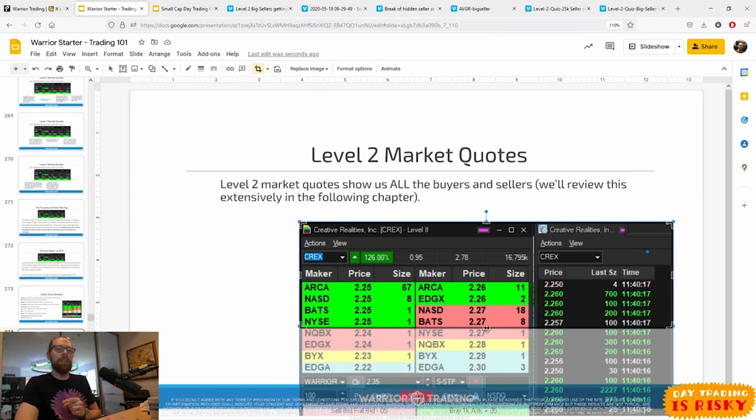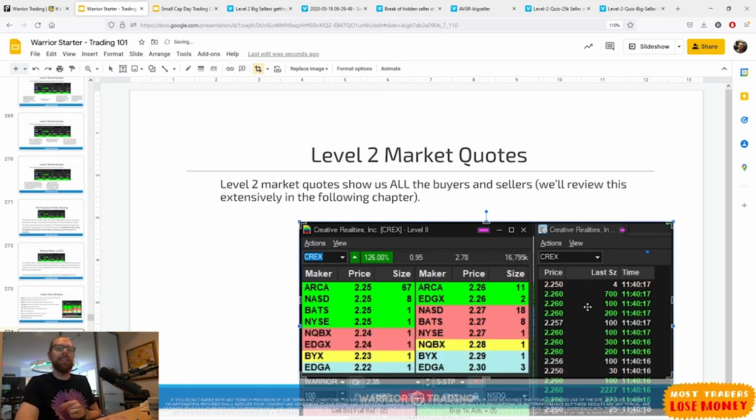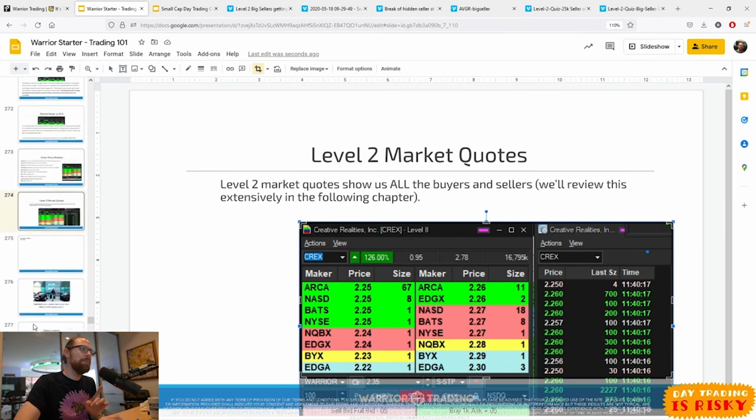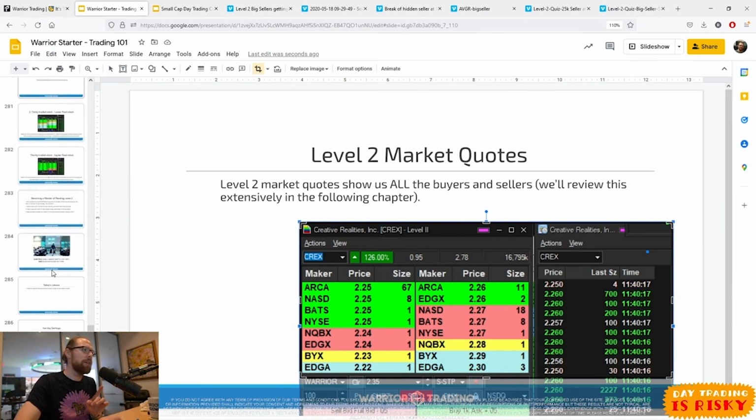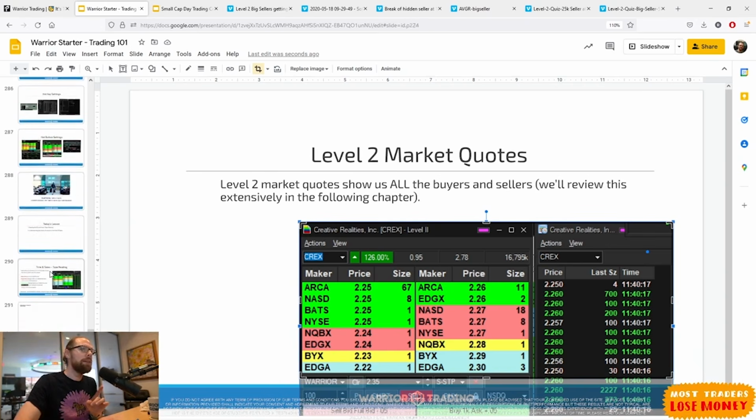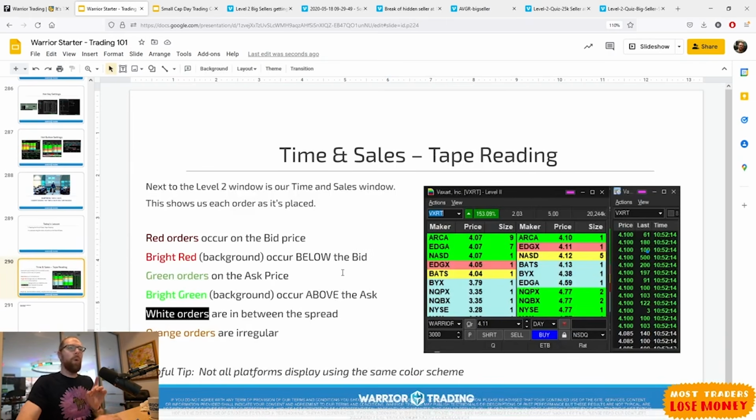And if you notice over on the side, this is the tape. These are the actual orders that are going through. So when an order goes through, it's colored based on whether it occurs at the bid or at the ask. So let's look at this right here for the color scheme. Orders at the ask or above are green. Orders at the bid or below are red. Orders between the spread are typically white.